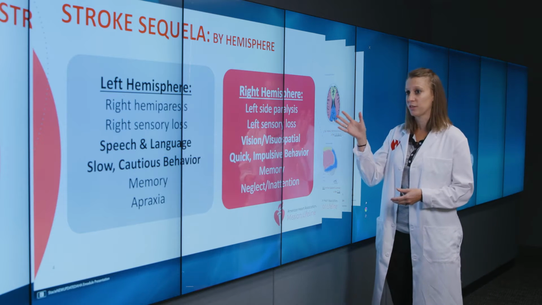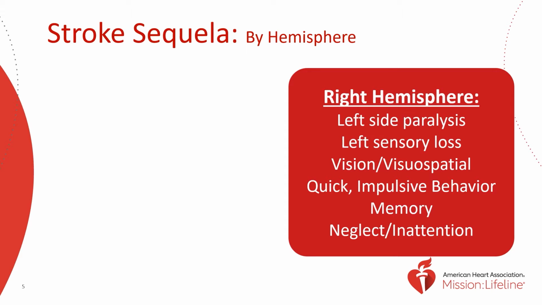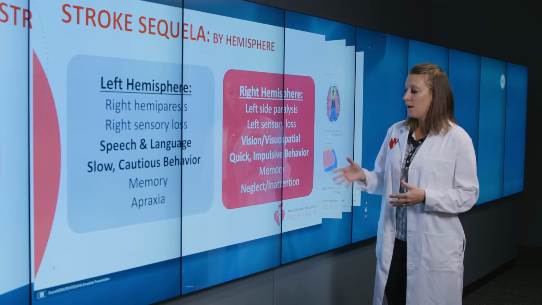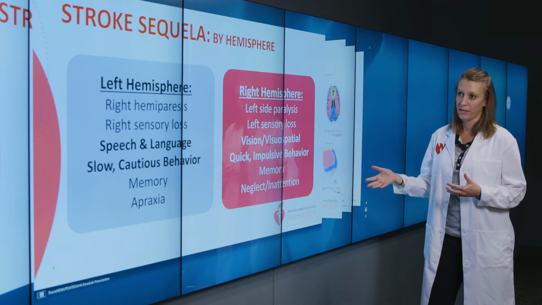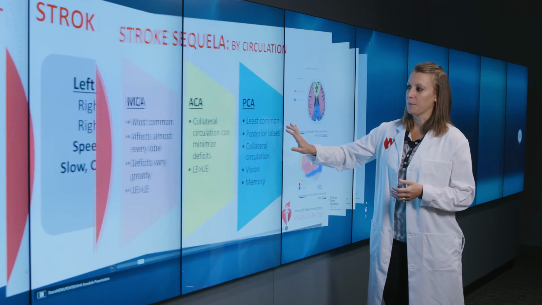Whereas if the stroke occurs in the right hemisphere, again, we're going to see paralysis and sensory loss likely to occur on the left side. But in this hemisphere, we're more likely to see visual or visual spatial impairments and individuals who are more quick and impulsive, because they tend to have a little bit less insight into their impairments, and so they move a little bit more quickly. You're also going to see memory impairments, but you're more likely to see neglect or inattention if the stroke occurs in the right hemisphere. So having a nice understanding of which hemisphere is affected and which behaviors they might present with an impairment on this side can be helpful as you structure your assessment.